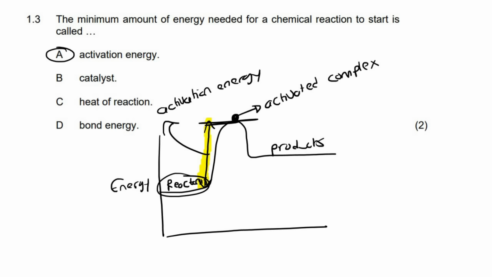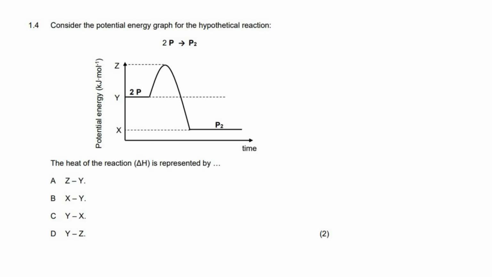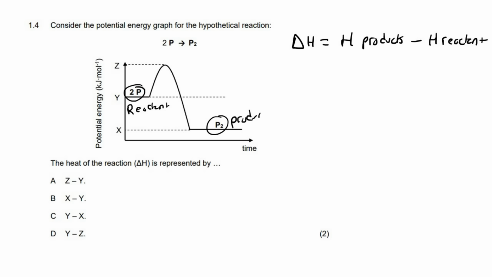But they want to know what is the energy to start the reaction. It's called activation energy. Consider the potential energy diagram for this hypothetical reaction, and then it says what is the heat of the reaction. Okay, so heat of reaction in a diagram like this is the H of your product, the energy of your product, minus the energy of your reactant. So remember, this part here is always your reactant, and then this part here is your product. So what we can do is we can say product, which is X, minus this one, which is your reactants, that's going to be Y, and so it's X minus Y.